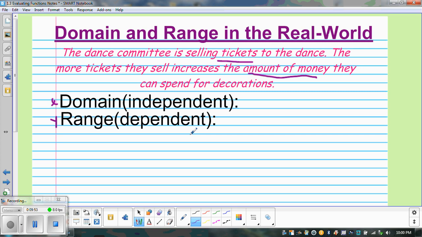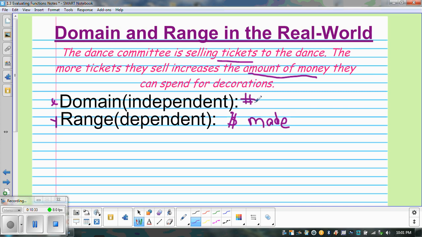The way I like to look at these is answer the dependent one first. Which one depends on the other? Does the amount of tickets sold depend on how much money they make, or does the amount of money they make depend on how many tickets they sell? So we're going to go with the amount of money made depends on the amount of tickets they have sold. So our dependent variable, which is our range, is the money that is made. That makes our independent variable the number of tickets.